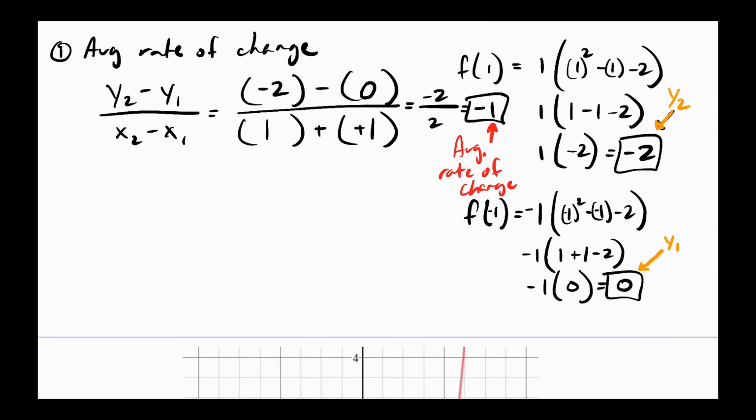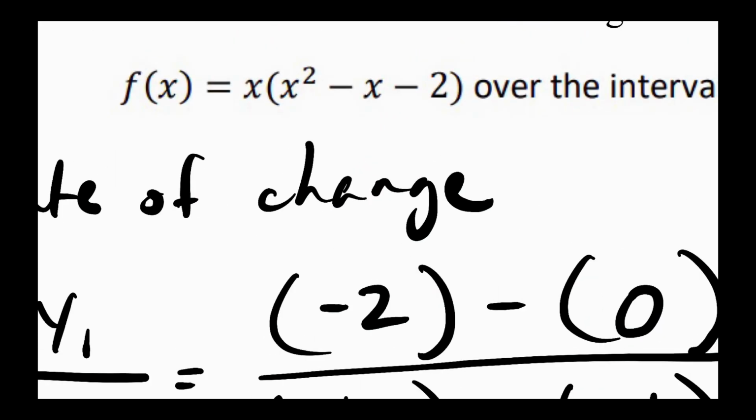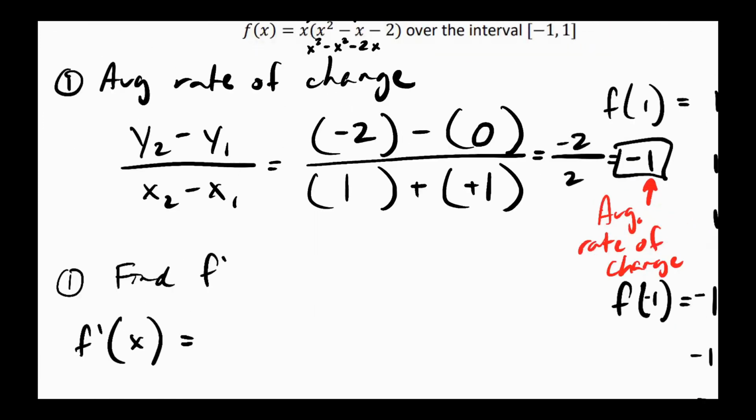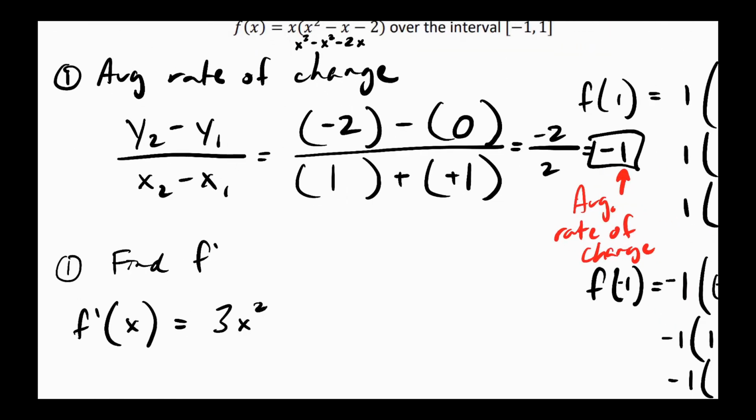So let's find the derivative. To find f prime. So f prime, again, if I was going to find the derivative of this guy, I don't want to use product rule, especially when it's this bad. It's x cubed minus x squared minus 2x. I'd rather use the power rule than have to use the product rule. So the derivative is going to be 3x squared minus 2x minus 2.